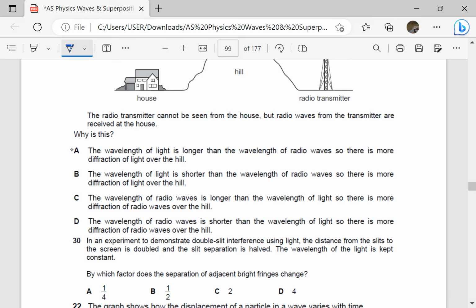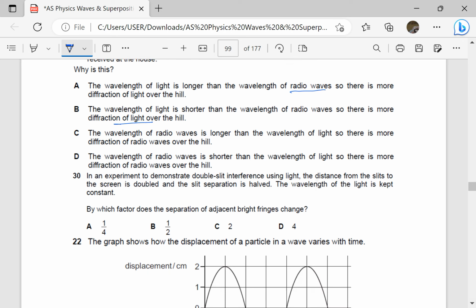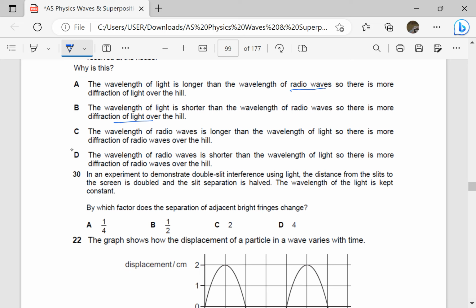The wavelength of light is longer than the wavelength of radio waves. Radio waves have the longest wavelength. The wavelength of light is shorter than the wavelength of radio waves, so there is more diffraction of light over the hill. There is more diffraction of light, no. More diffraction should be of radio waves. The wavelength of radio waves is longer than the wavelength of light, so there is more diffraction of radio waves. So this will be the correct answer. There is more diffraction of radio waves around the hill because radio waves have a longer wavelength.